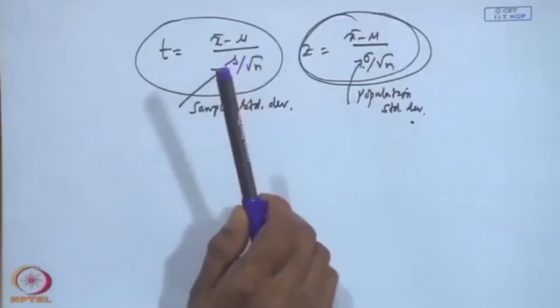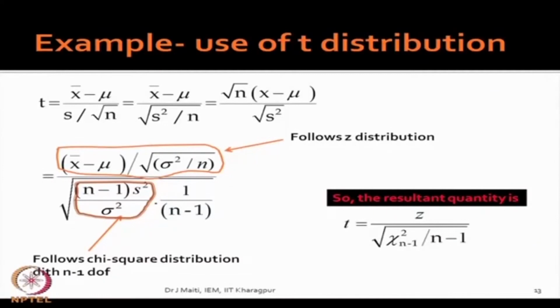So the basic difference is that instead of using the population variance, we are using the sample variance. But population variance is still there, that is n minus 1 S square by sigma square. But when we compute the T, there is no population variance, S is there. Everything can be calculated. So now I want to know the distribution of this, and we found out that the distribution is T distribution.